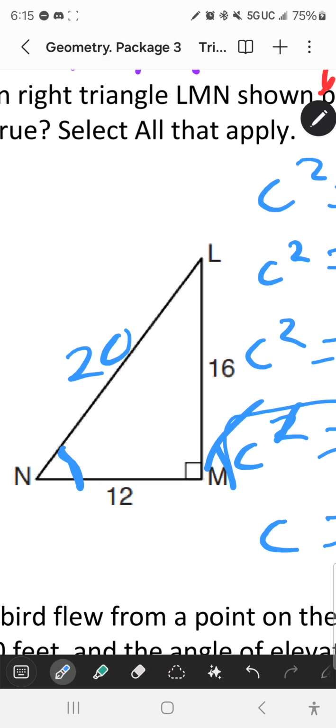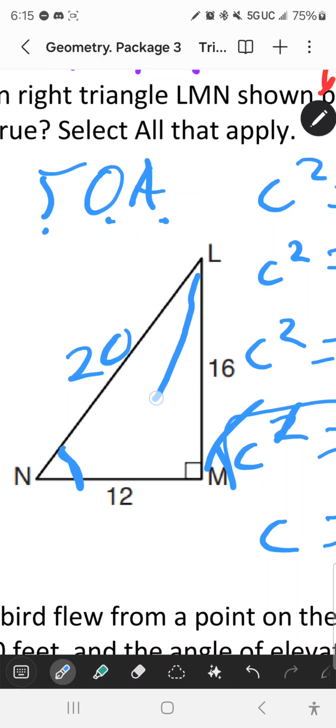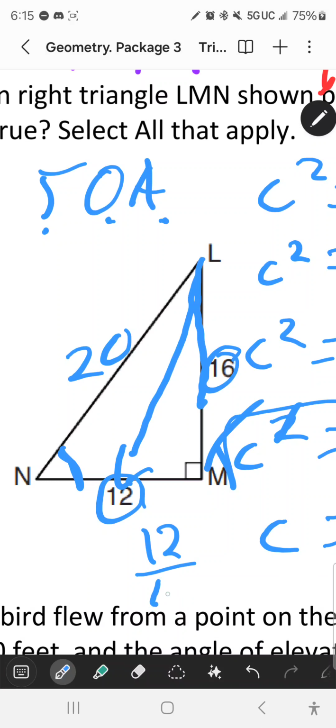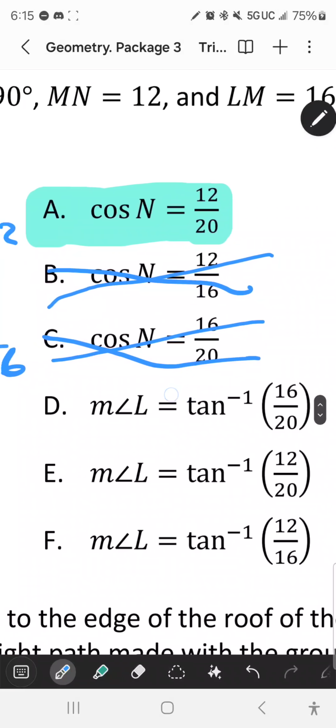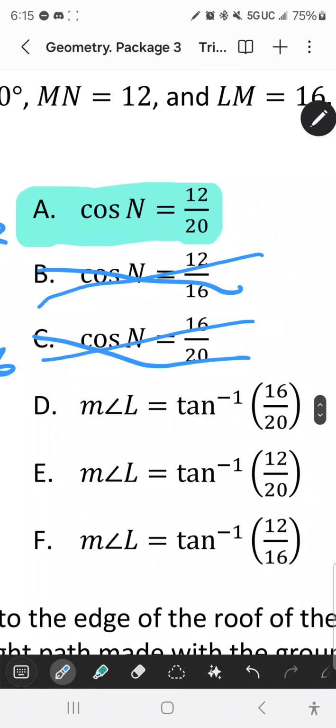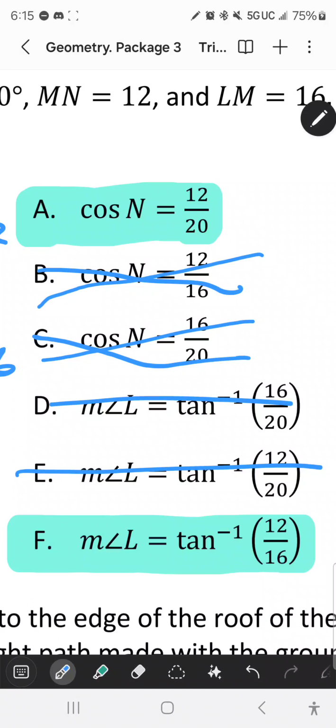I know that tangent is TOA: tangent, opposite over adjacent. So I go to the opposite, which is 12, and to the adjacent, which is 16. So it's going to be 12 over 16. And the only one that has 12 over 16 is F. So I know that F is my answer.